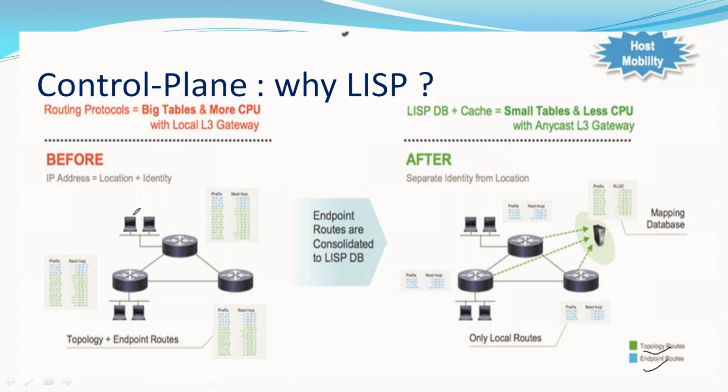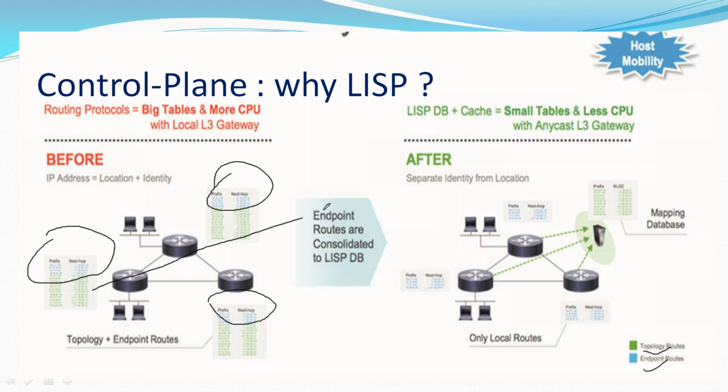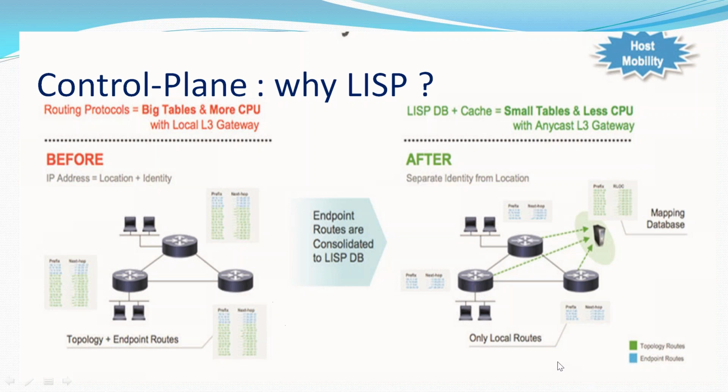Now, before the use of LISP, IP address equals identity plus location. You can see that all my devices have the topology routes plus endpoint routes. Correct? So the endpoint routes here are in blue. So what we can do is separate the endpoint routes and the topology routes, and whatever topology routes I have, I can save inside a server. Then suppose my endpoint wants to communicate, then wherever it wants to go, it will try to query, or it will try to resolve that destination to the mapping server or mapping database, and from the mapping database it will come to know how it has to go.